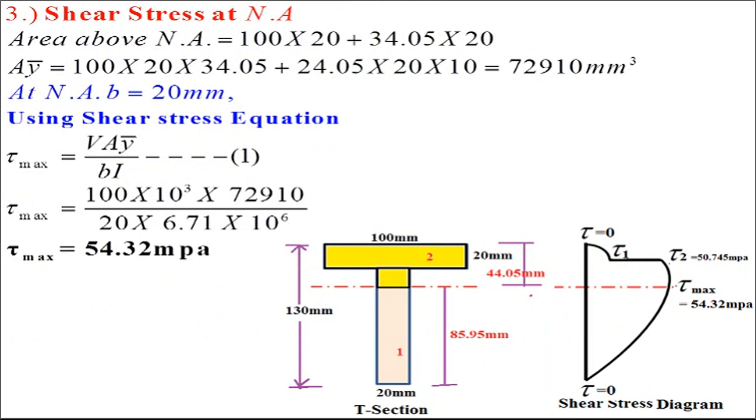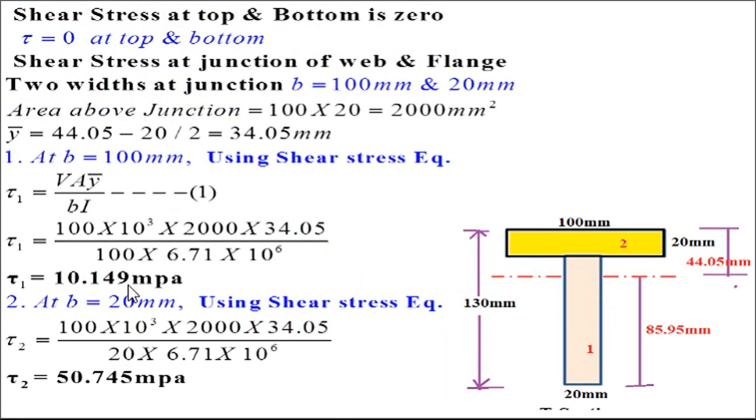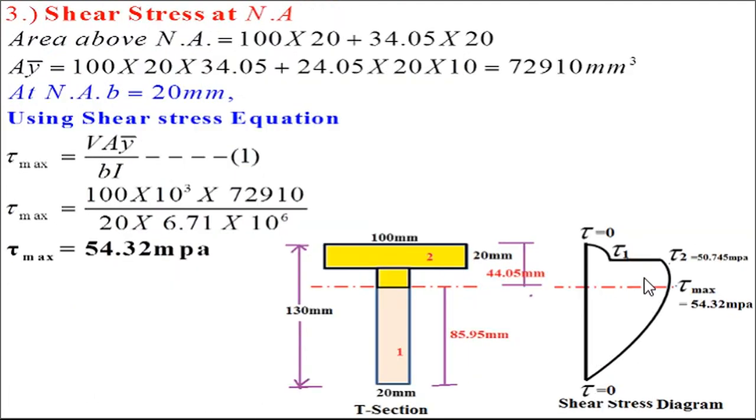Now here you can see tau 1 is 10.149 and tau 2 is 50.749. That I have shown here. This is tau 1, this is tau 2. So there are two values at the junction, and at top and bottom it is 0. Now you have to calculate tau max at the neutral position, at the neutral axis.